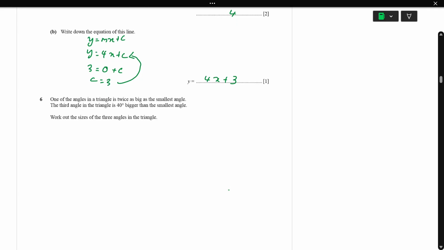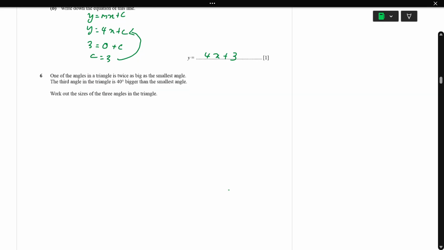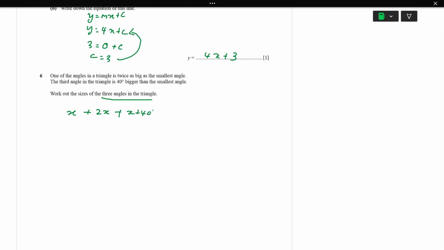Next, one of the angles in the triangle is twice as big as the smallest angle. The third angle in the triangle is 40 degrees bigger than the smallest angle. Work out the size of the three angles of the triangle. The smallest angle we take as x. The second angle is twice as big, so 2x, and the largest one is 40 degrees bigger than the smallest, which is x plus 40 degrees. So the smallest is x, the next is 2x, and the largest is x plus 40.